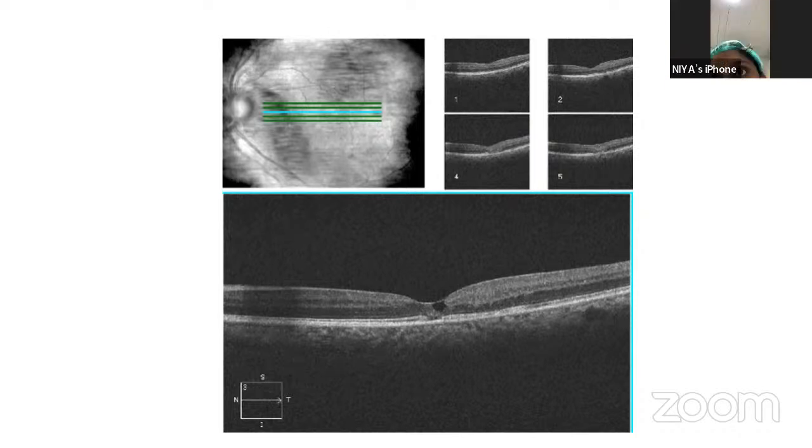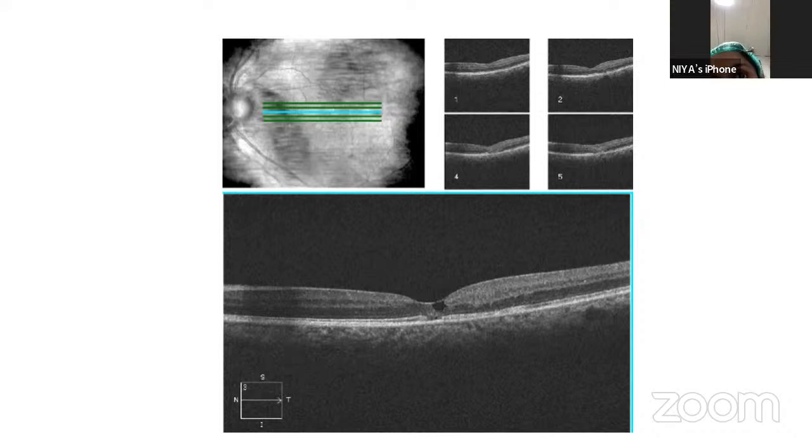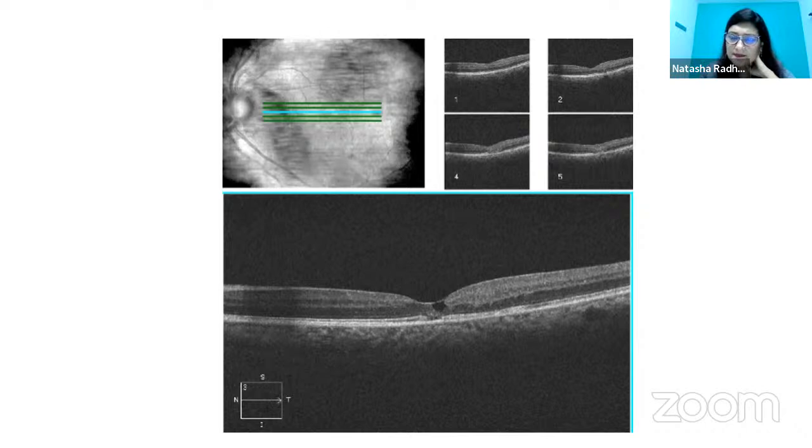Type 1 is unilateral and congenital. Type 2 is acquired and bilateral. Type 3 is due to some vein occlusion or vascular occlusion. Type 2 is bilateral and acquired. Okay, and what are the stages of IJT?